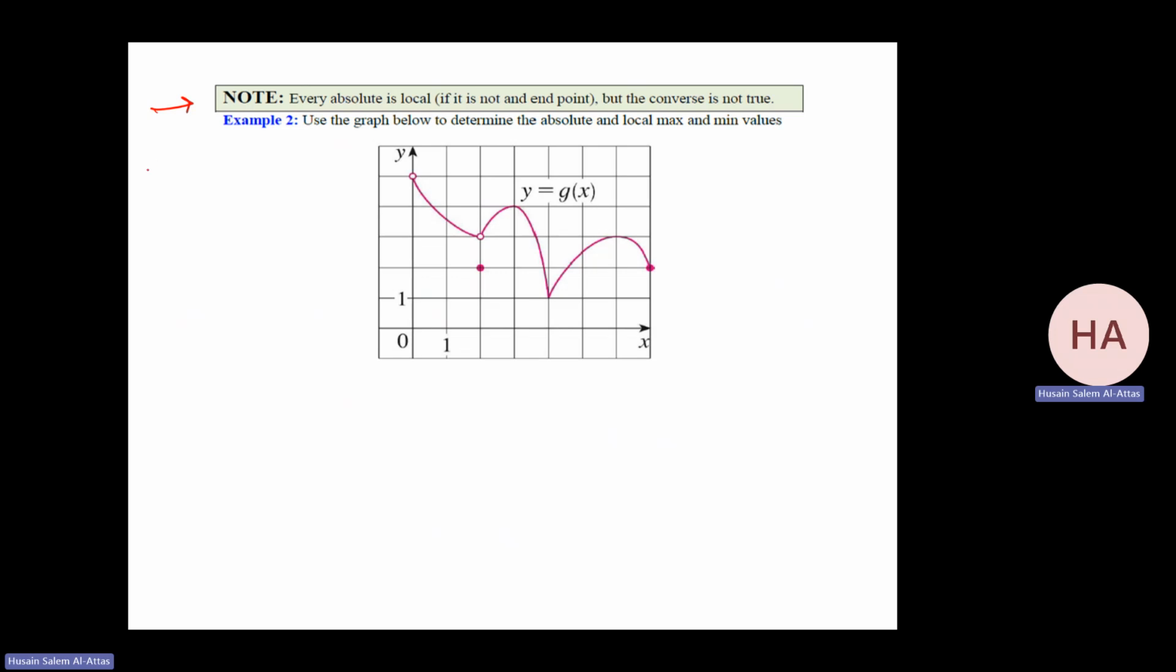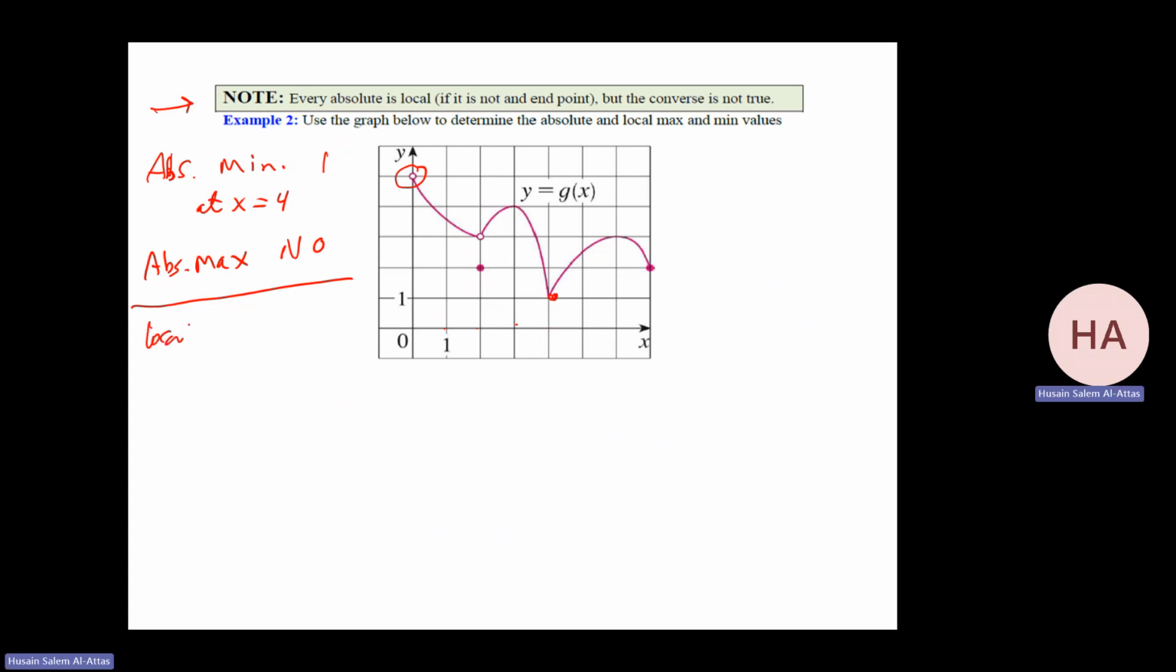Let me do absolute minimum. What will be the absolute minimum? The smallest is this one, which is 1, 2, 3, 4. And what is the value? So it's 1 at x equal 4. Absolute maximum. This is open, so no absolute maximum. Done with the absolute.